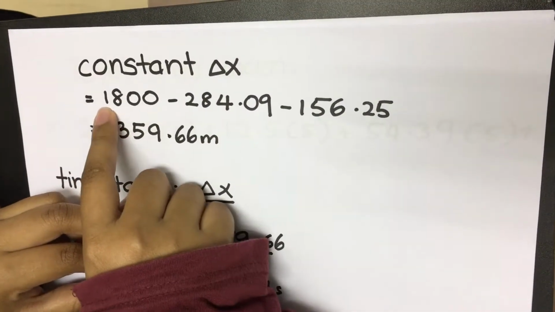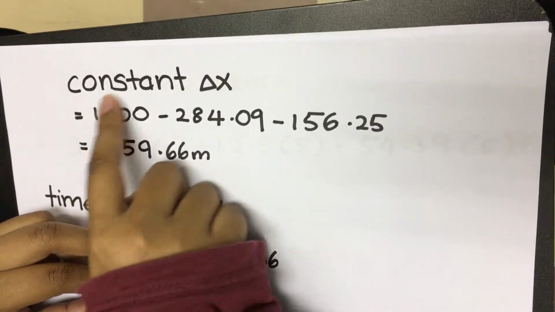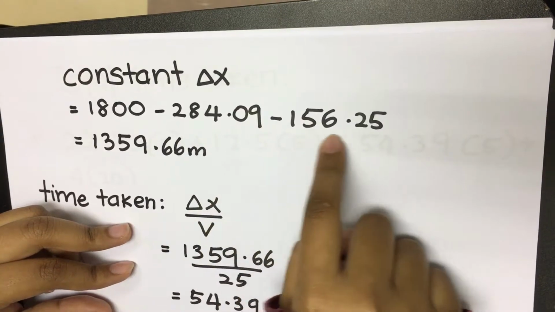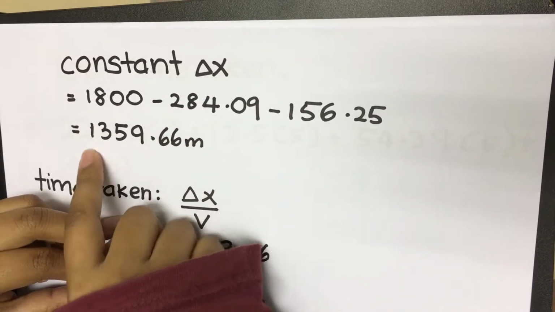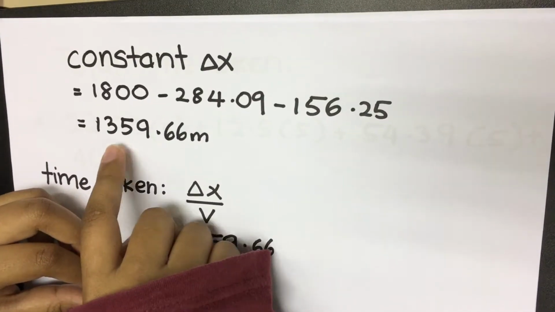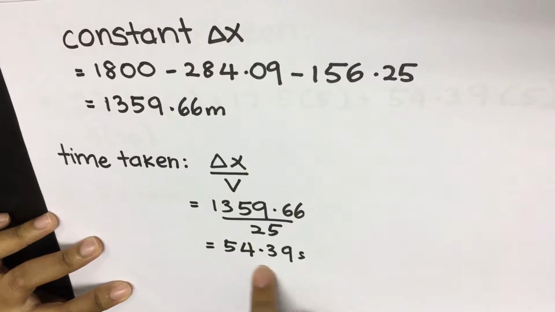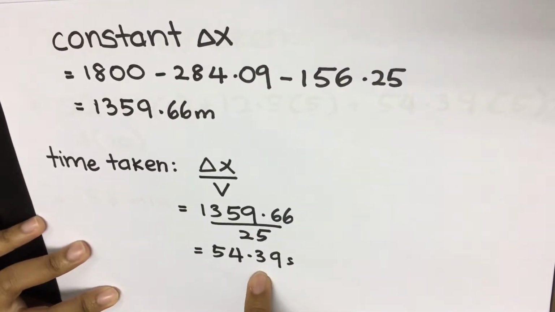So 1800 is equal to delta x accelerate plus delta x decelerate plus the constant delta x, and we get the constant delta x, which is 1359.66 meter. So this is the distance covered when the train is at constant speed.